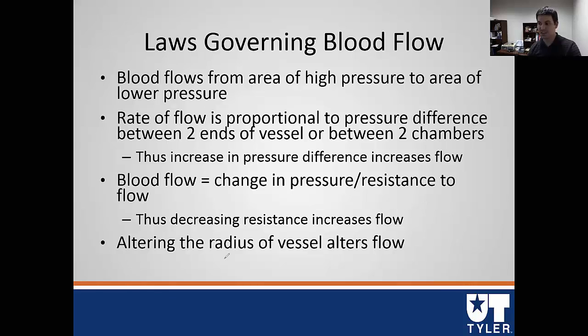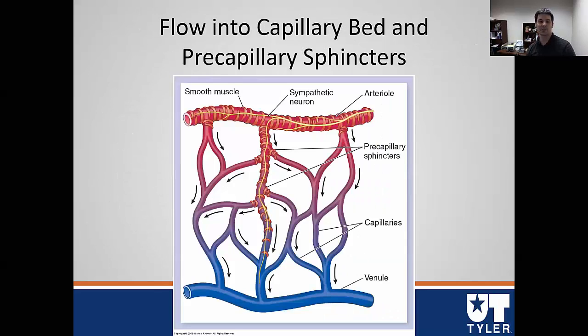And as we mentioned yesterday, altering the radius of the vessel is the most important part. You'll remember that it's the radius to the power of 4. So altering the radius has a massive impact on that. And indeed, the body has really great ways of being able to do that. So one thing we can do is we can vasodilate and vasoconstrict our arteries and veins.